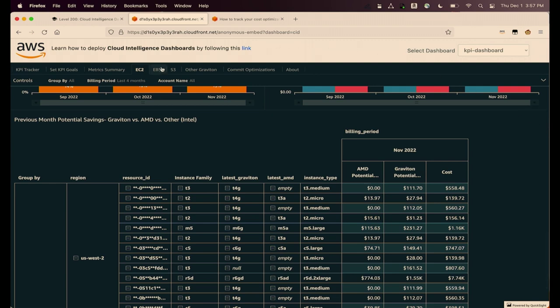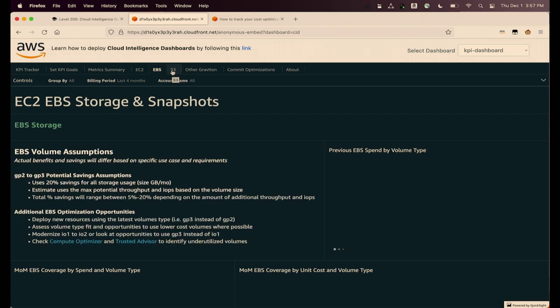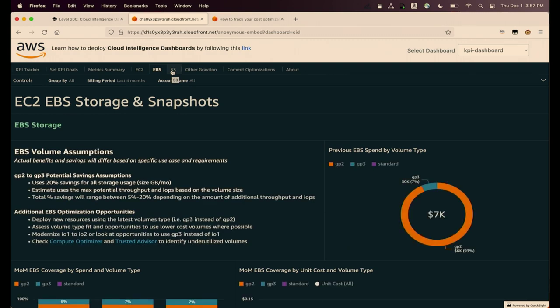We have similar tabs for EBS and S3. They're going to help you find old snapshots, stale buckets, your savings from infrequent access in Glacier, and your savings from migrating from GP2 to GP3.